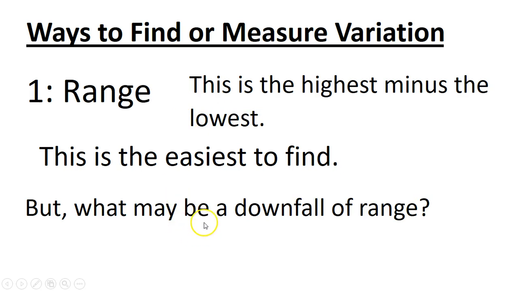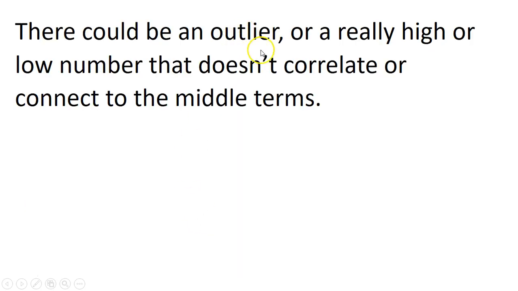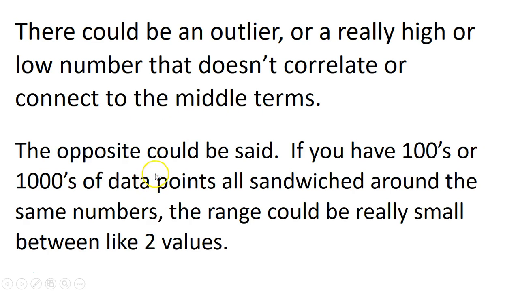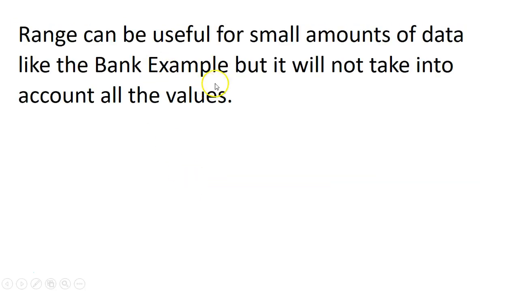But what may be the downfall of the range? There could be an outlier. An outlier could affect it, a really high or really low number that doesn't connect with the data at all. So it's going to skew off what the middle term actually is. The opposite could be said. If you have hundreds or thousands of data points all sandwiched around the same number, the range would be a very small distance between the two values. Range can be useful for small amounts of data, like the bank example I just did, but it will not take into account all the values.